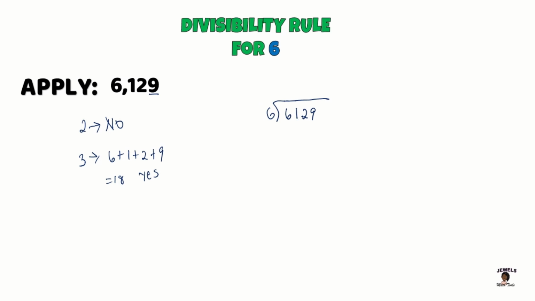So let's go through our division once more. I'm going to check the rules and then I'm going to apply the division just so that you can see whether the rule was valid or not. So let's go through our division.